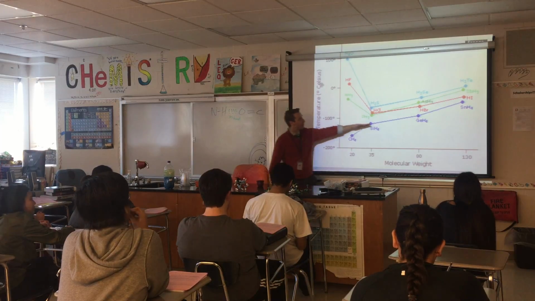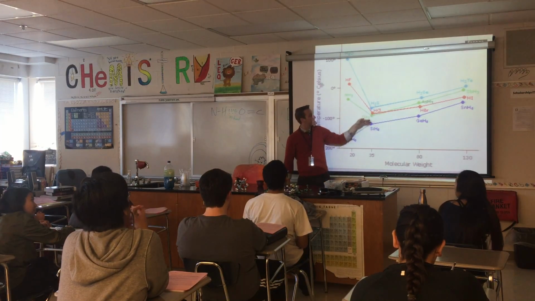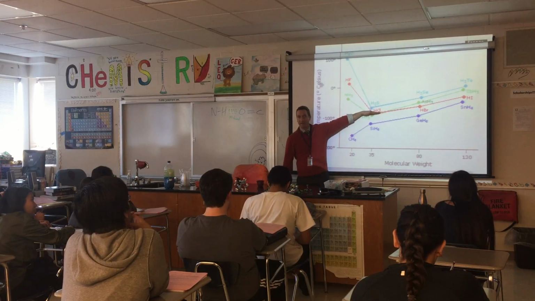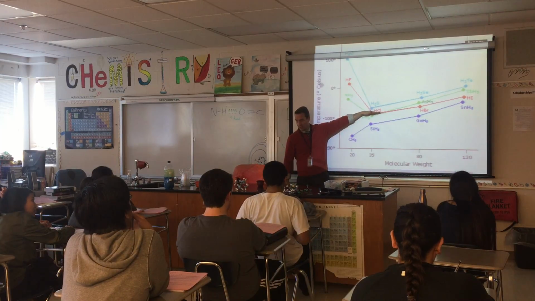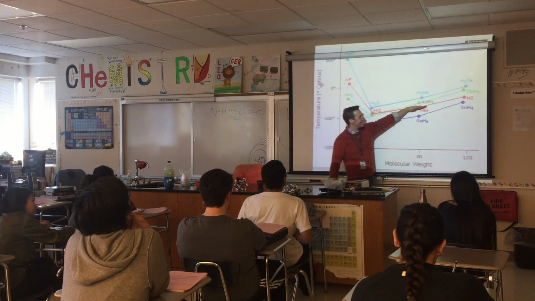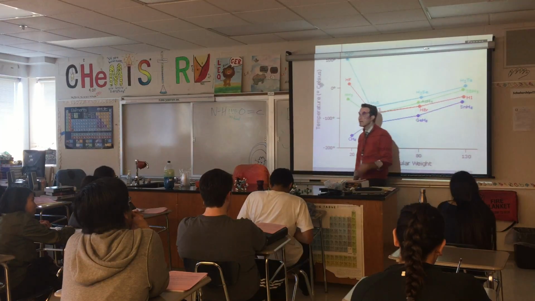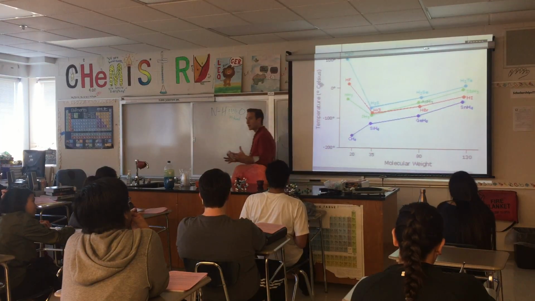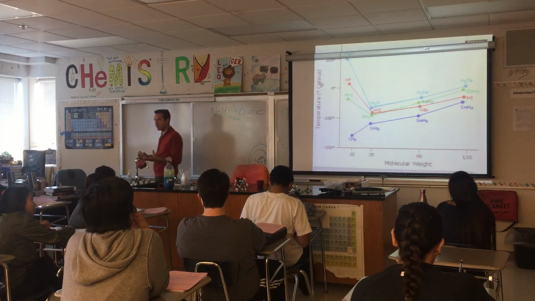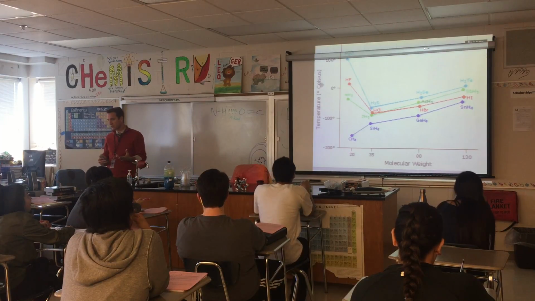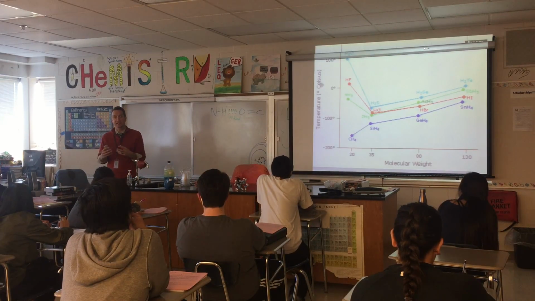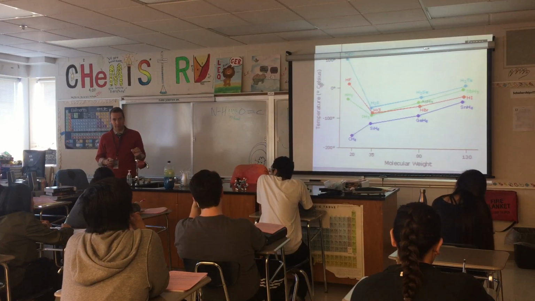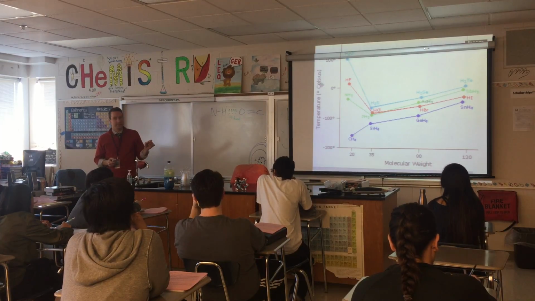So the reason that the red line is above the purple line is because the red molecules also have a dipole-dipole attraction. But the reason that the red line increases up this way is because the bigger the polar molecule, the stronger the London dispersion forces. So big polar molecules still attract more strongly than small polar molecules.